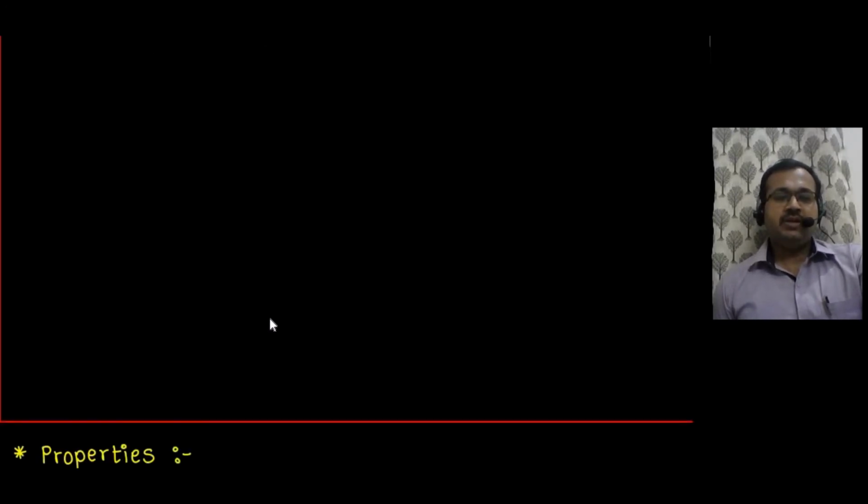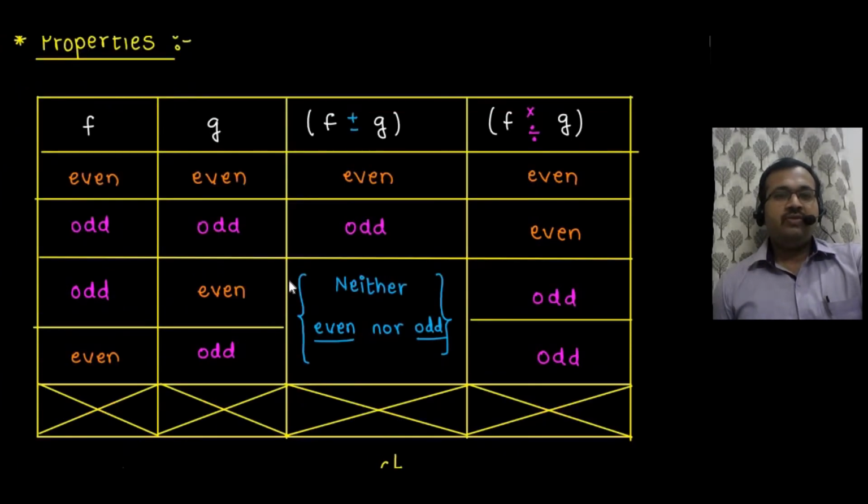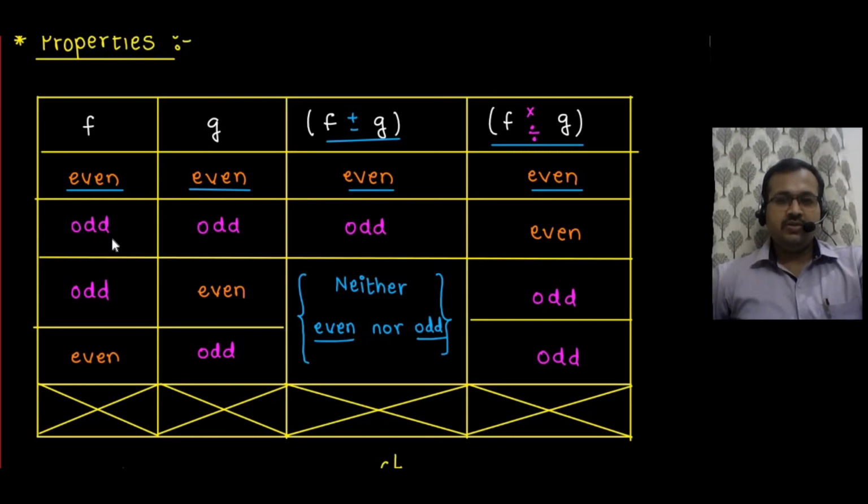Now let's discuss some properties of even and odd functions. First one, arithmetic properties. If we consider f of x and g of x as two functions, then we discuss the addition or subtraction of two functions as well as multiplication and division of two functions. If f is even and g is even, then addition as well as multiplication of two even functions is always even. Addition or multiplication of two odd functions is always odd and even respectively. But when we deal with one odd and one even function, their addition is neither even nor odd.